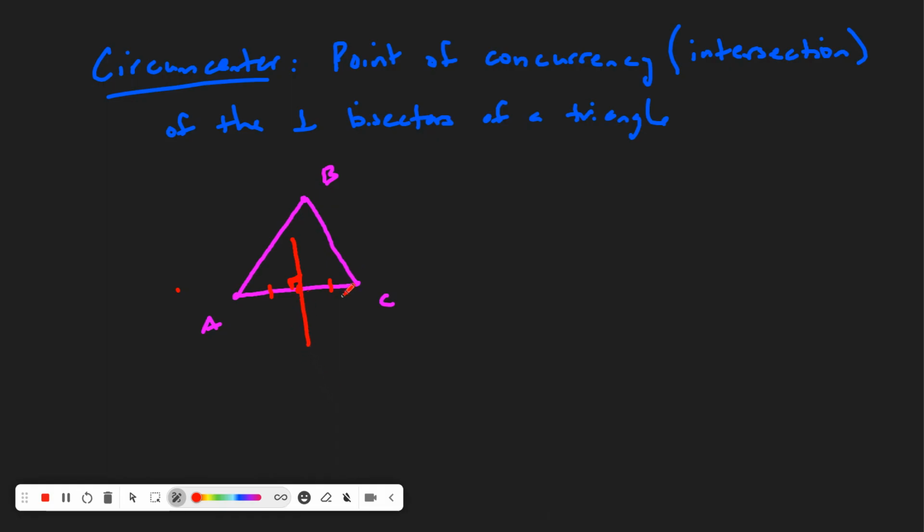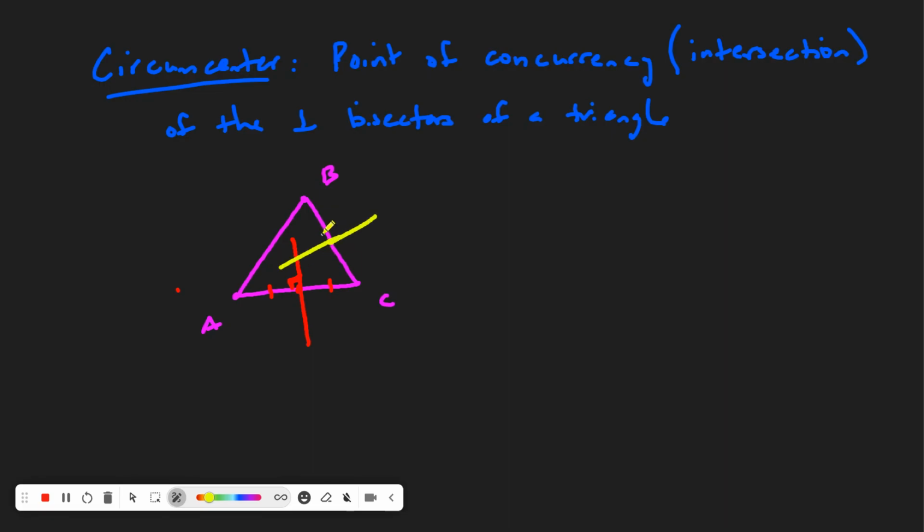I'm going to do the same thing with BC. Let me change colors again. I'll use yellow. So if this is the midpoint of BC, and now I just need to draw my perpendicular bisector long enough so that it intersects the first one. So this way.